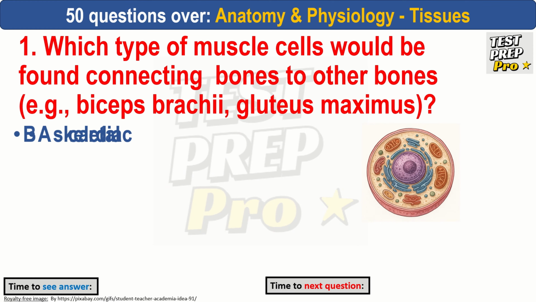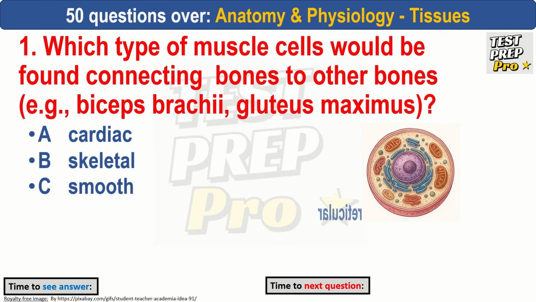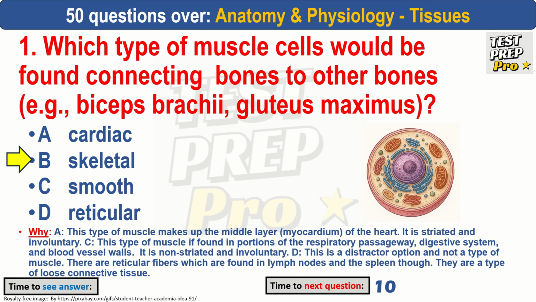Which type of muscle cells would be found connecting bones to other bones? For example, biceps brachii and gluteus maximus. Would it be cardiac, skeletal, smooth, or reticular? The answer is skeletal muscle. Cardiac is found in the heart, smooth is found like in blood vessel walls, reticular is just a made-up distractor option.